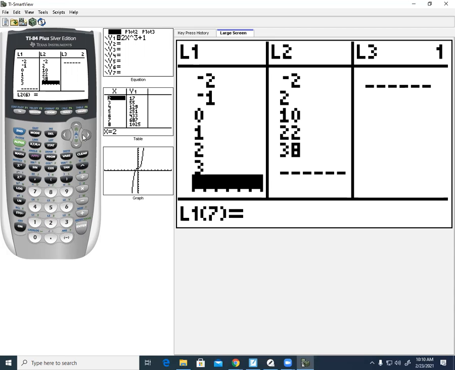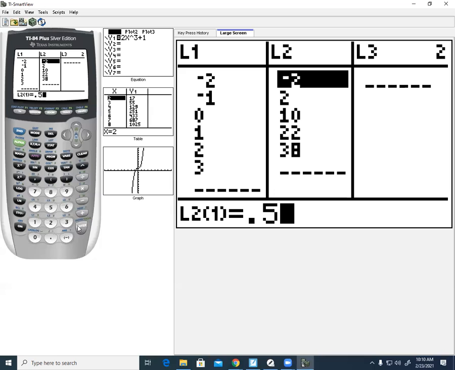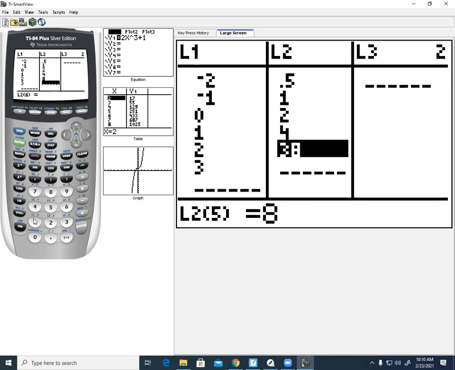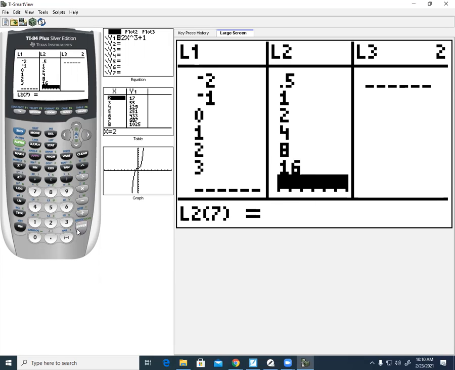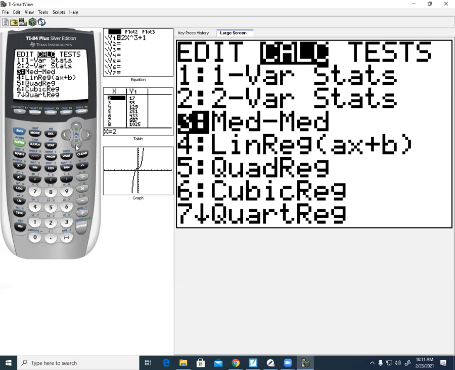Then when we go to L2, make sure that all of your values line up. If your values don't line up and your ordered pairs are not in the right spot, it's not going to work. So 0.5, 1, 2, 4, 8, 16. I've got all of my values there. Now, instead of using my brain power to figure out the answer, I'm going to let my calculator figure it out for me, because that's way easier. I've got my list all set up and everything in it is correct. I'm going to hit the stat button again, arrow over one time, and look for exponential regression.